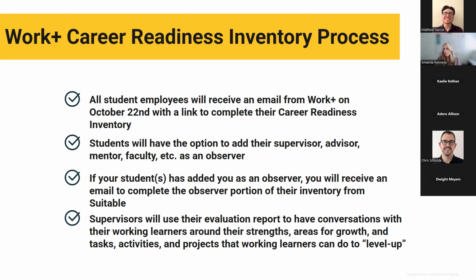Students will also have the option to add someone like their supervisor, an advisor, mentor, or faculty, whoever has some perspective on their experience, as an observer to complete the inventory from their perspective as well. If your student chooses to add you as an observer, you will receive an email from Suitable that will show you the name of the student who added you as the observer and a link to complete the career readiness inventory as an observer on their behalf.